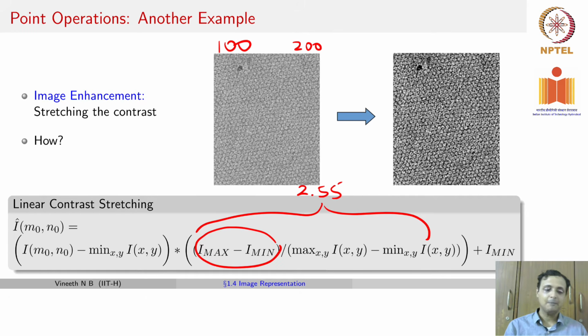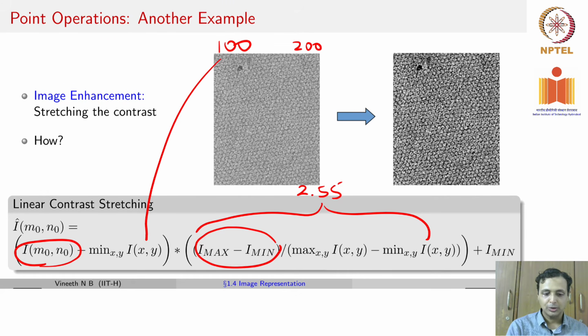So you're simply saying that I'm going to take the original pixel. Let's assume for the moment that the original pixel had a value, say 150. Okay. So if this had a value 150, you're subtracting the minimum, which is 100. So you're going to have 50 times 2.55 plus Imin, which is 0, which roughly comes to 128. Right? So that's 50% of the overall output.